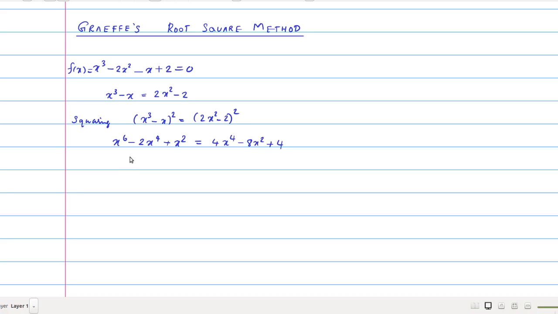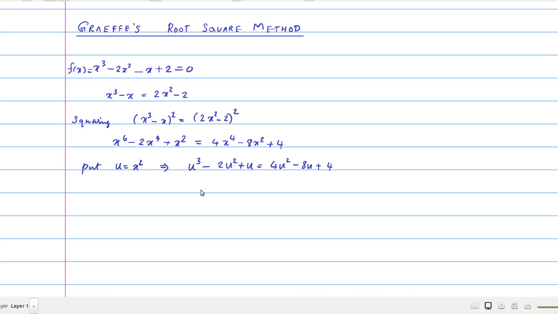Now this equation is of degree 6, so we reduce it to degree 4 by putting u equal to x square. By putting u equal to x square, the above equation in terms of u becomes u cube minus 2u square plus u equal to 4u square minus 8u plus 4. So this is the equation.